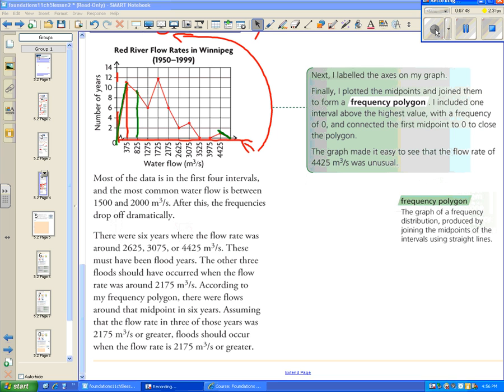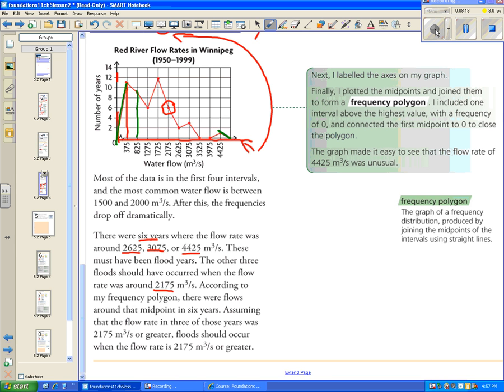And to answer our question, Monique says there were 6 years where the flow rate was around 2625, 3075, or 4425 meters cubed per second. These must have been the flood years. The other 3 floods should have occurred when the flow rate was around 2175 meters cubed per second, so around here.